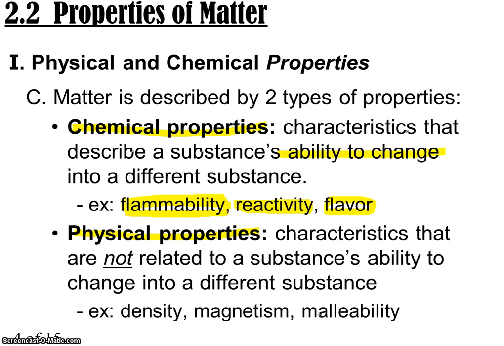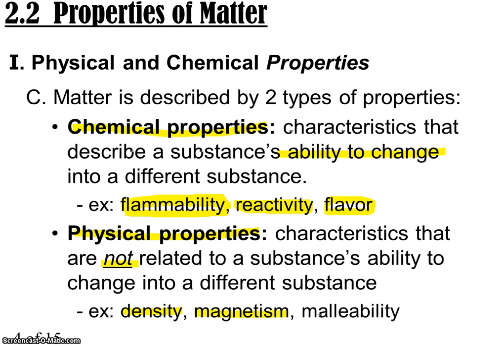Physical properties are characteristics that are not related to a substance's ability to turn into a different substance. So for example, the density of a substance, whether something is very dense or less dense, is not a chemical property because that doesn't have anything to do with it turning into a new substance. Magnetism. If you go out to the hardware store and you stick a magnet to a nail, it's not going to turn the magnet into a new substance, and it's not going to turn the nail into a new substance.